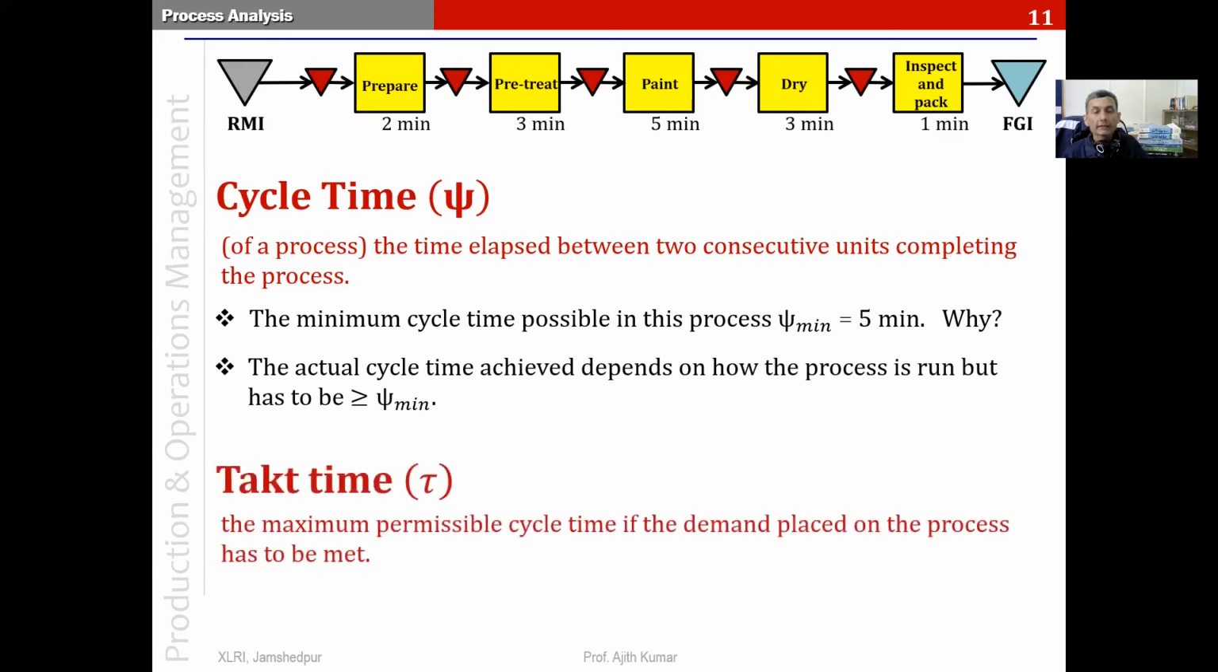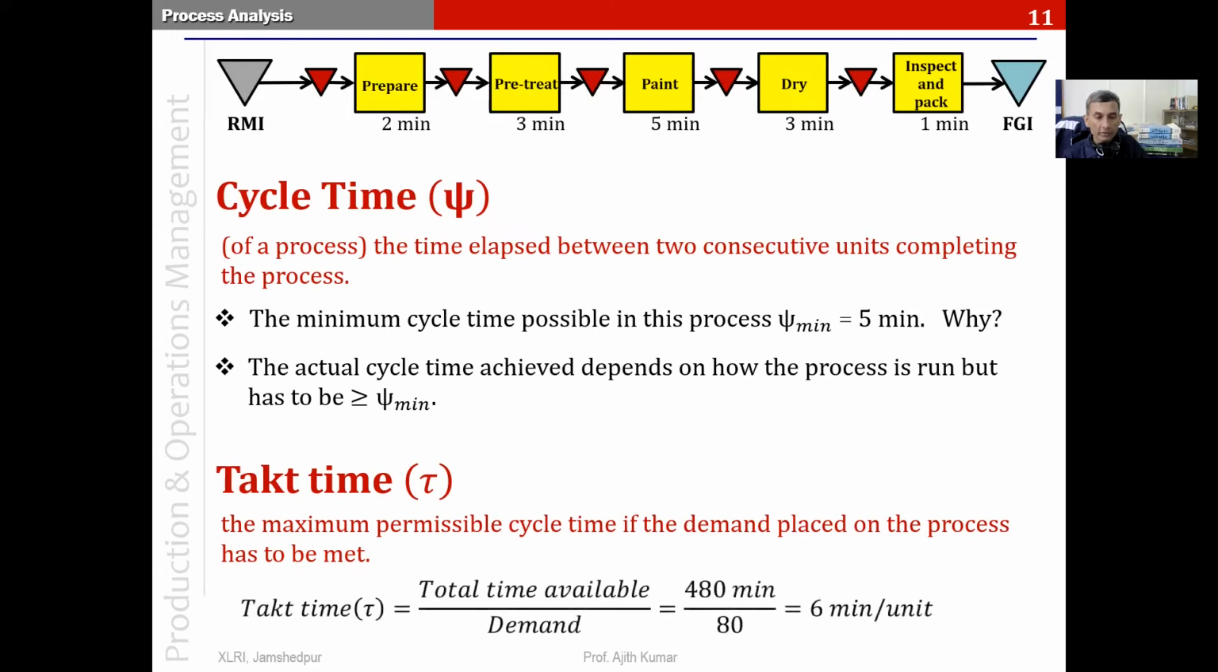Now, related to cycle time is the important concept known as takt time, which is denoted by tau. The takt time is defined as the maximum permissible cycle time if the demand placed on the process has to be met. So the takt time is related to the demand placed on the process. If the demand has to be met, then how much time can we permit between two consecutive units? So the takt time is defined as the total time available divided by the demand experienced in that much time.